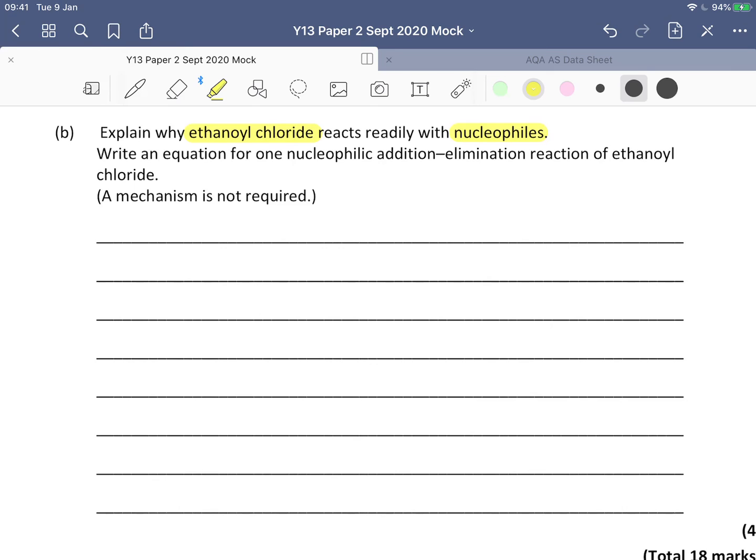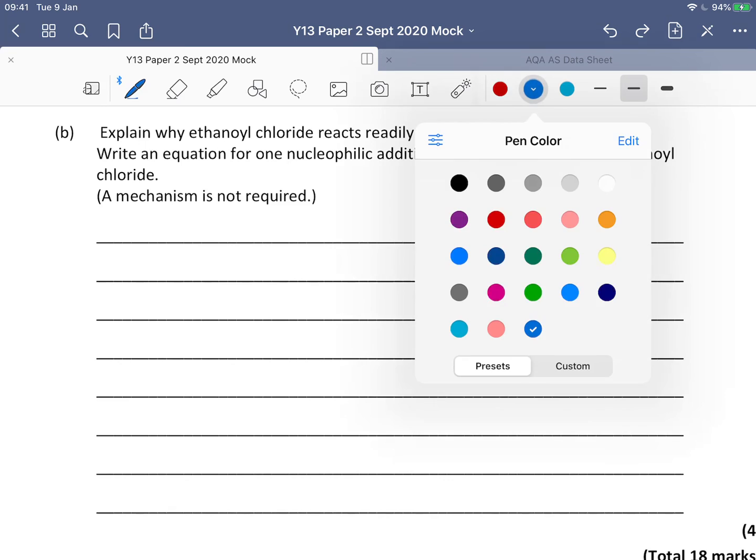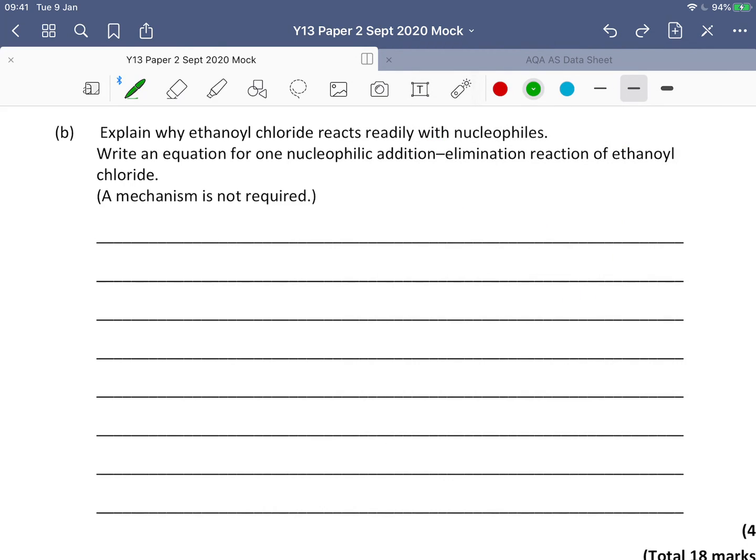And then they're asking us to write an equation for one nucleophilic addition elimination reaction of ethanoyl chloride. So basically, any reaction with ethanoyl chloride, because by definition it will be an addition and elimination reaction. And they just want us to write the equation, so they just want us to write the formulae. So let's draw it. Sometimes, if you don't know straight from the off what you need to be writing about ethanoyl chloride, let's just draw it, okay?